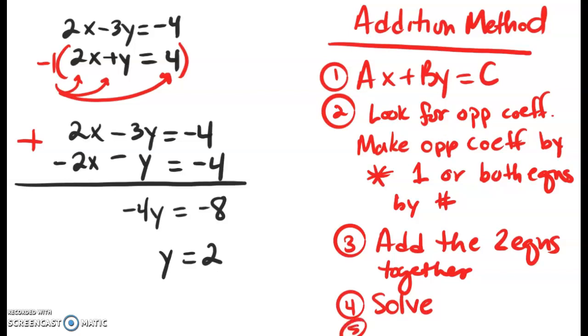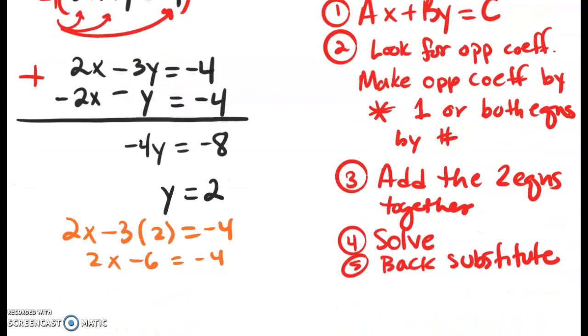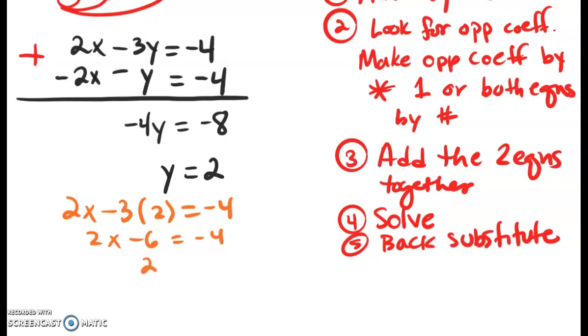is to check. Now you're going to do that back substitution into either of the original equations. So I'm going to take 2x minus 3, plug in 2. So I took the first one here, and let's see what we get. We get 2x minus 6 is equal to negative 4. And that will give me 2x is equal to 2, or solving for x equals 1.